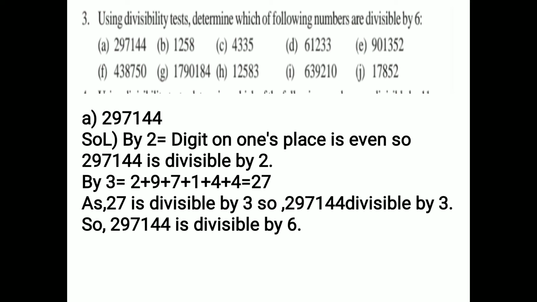Clear? By 3, add them. Answer is 27. 27 comes in the 3 table, so you write it is divisible by 3. In both the cases, answer is coming yes, so you write this number is divisible by 6 also. Now after A, I do C, then E, then G, and then I.